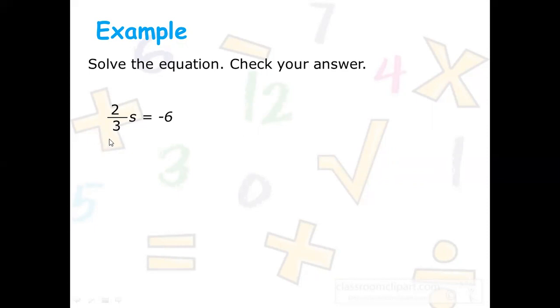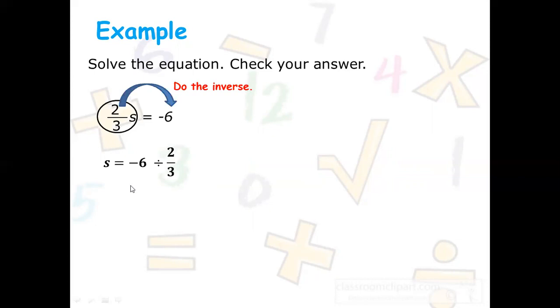To solve this, you're going to do the inverse. What's the opposite of multiply? Divide. So we are going to divide. Okay. So s is going to be equal to negative 6 divided by 2 over 3. Why did we divide? Because it was 2 over 3 multiplied by s. So to get the answer, we do the opposite. We divide. Okay. Now we are going to divide a fraction.